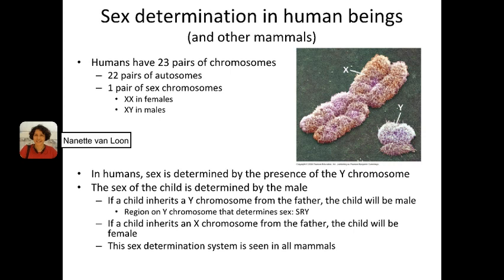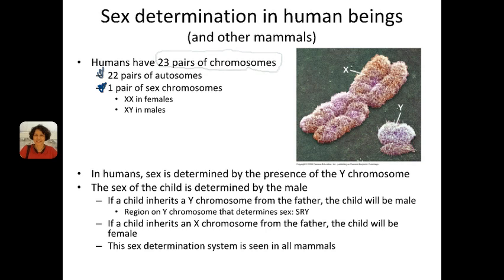Let's see how sex is determined in human beings, and that applies to all other mammals as well, except maybe the platypus. So humans, in their somatic cells, have 23 pairs of chromosomes. That makes 46 chromosomes total. Of those 23 pairs, 22 pairs are autosomes, and 1 pair is a sex chromosome pair.